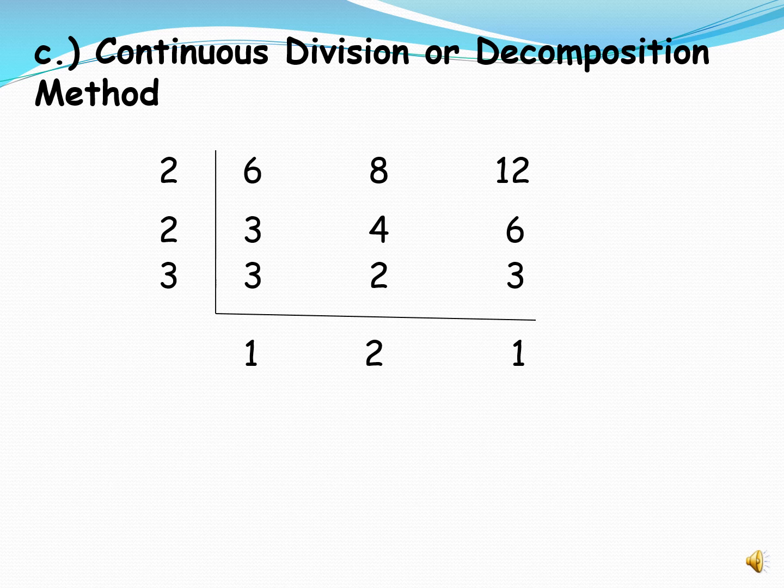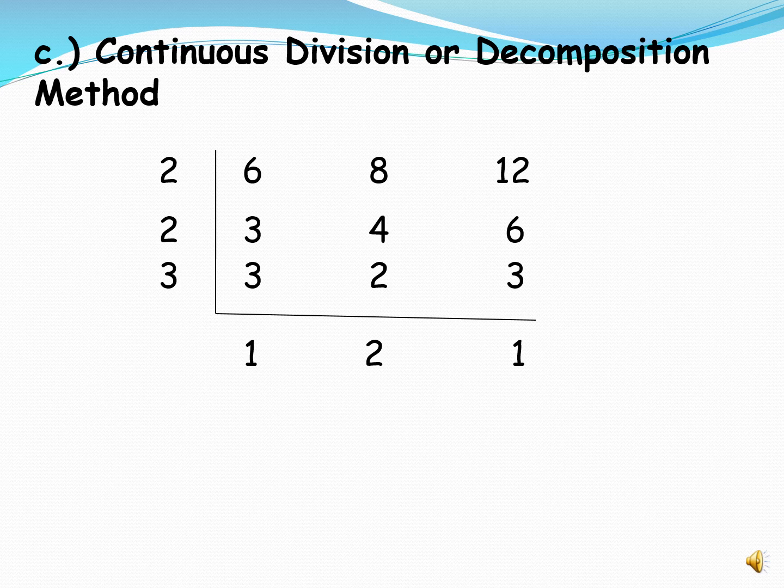Using continuous division or decomposition method, we have 6, 8, and 12. Common factor is 2. So 6 divided by 2 is equal to 3. 8 divided by 2 is equal to 4. 12 divided by 2 is equal to 6. So we have 4 and 6 with a common factor other than 1, which is 2. So we just bring down 3.